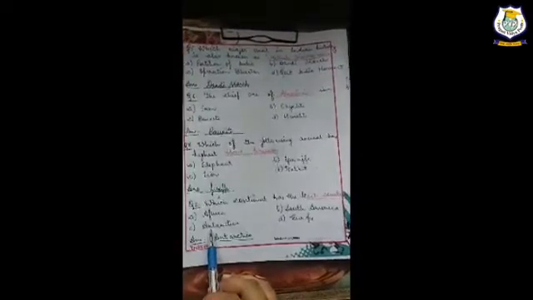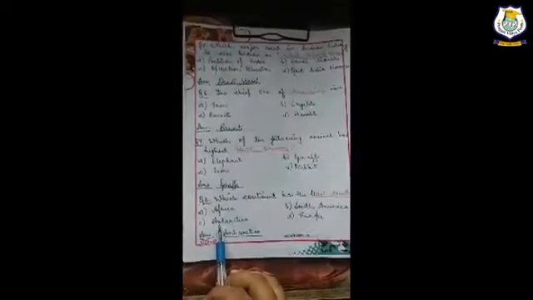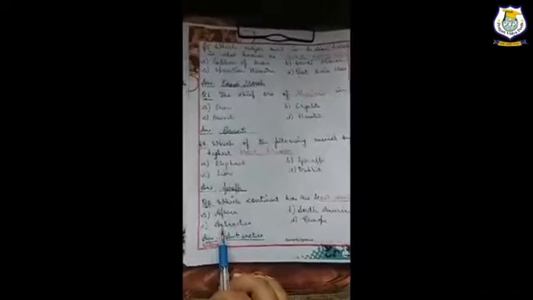Now, students, the correct answer for this question is option C. That is Antarctica. Antarctica continent has the least number of countries. Students, Antarctica is the icy continent at South Pole. It is also known as the frozen continent, and it has no independent countries.